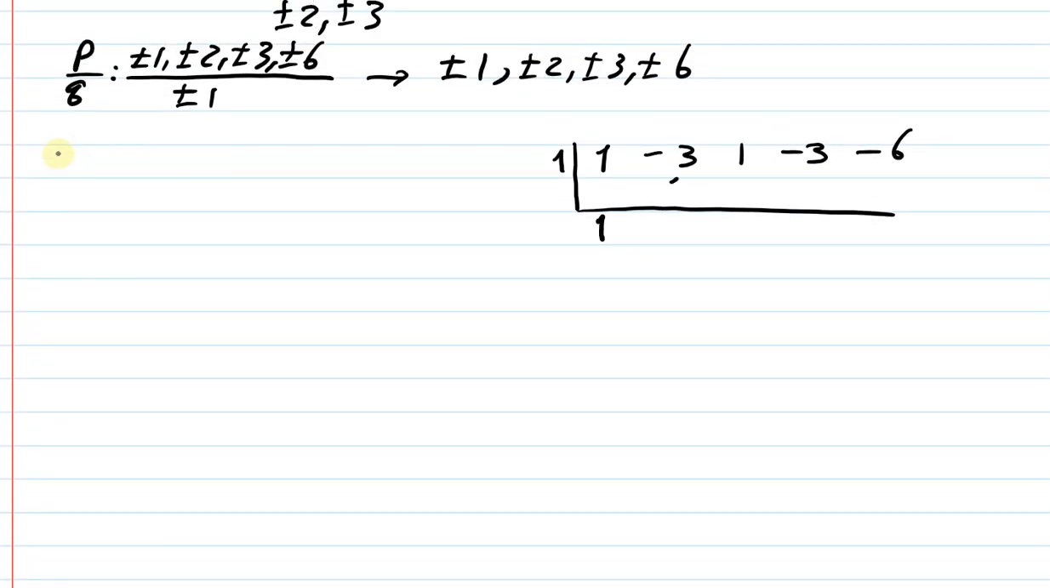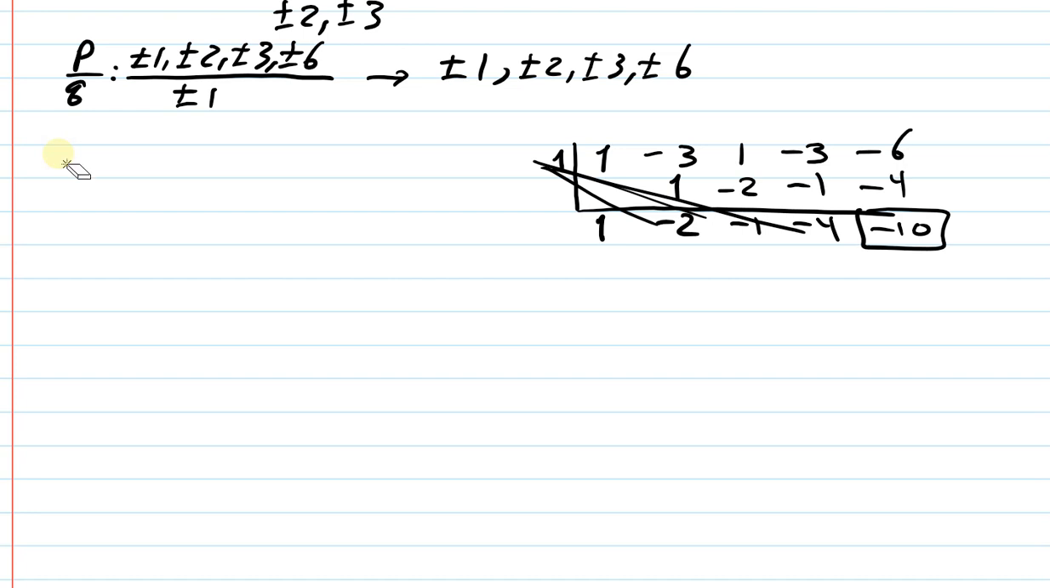Bring down the 1, times 1, minus 2, multiply, add, multiply, add, multiply, add, and what we're looking for here, by the way, is 0. This is not 0. Why 0? Because by the factor theorem, if the remainder is 0, then we have a solution to the equation. So this isn't 0. That means 1 is not a 0 of the function.